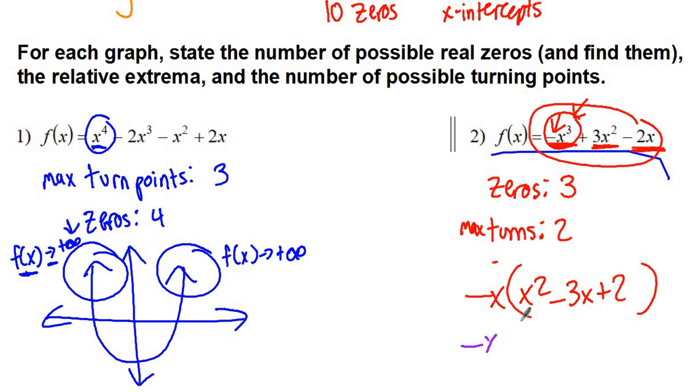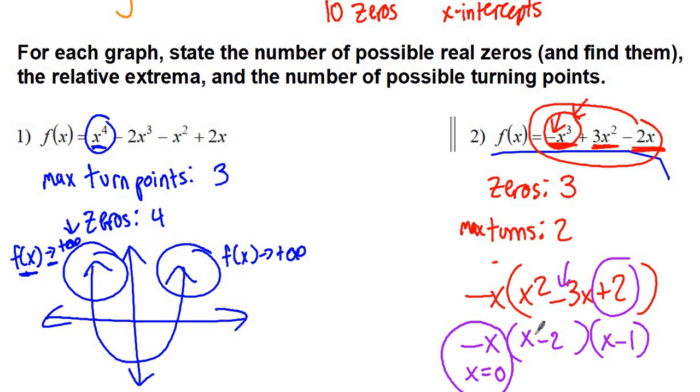And then you could probably see we can factor this even further. What multiplies to 2 and adds to negative 3? X minus 2, x minus 1. So you can see x equals 0 would be that 0. That one would be x equals 2. That one would be x equals 1. So that's just to show you that we get the same answer doing it both ways.